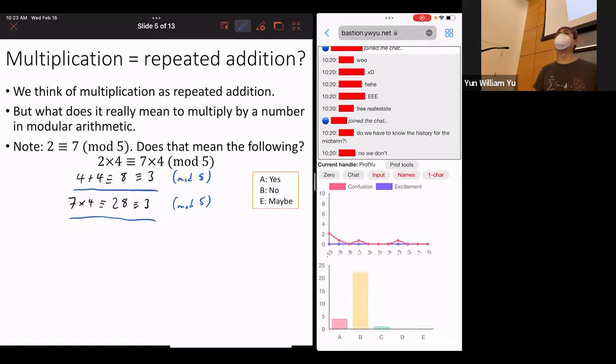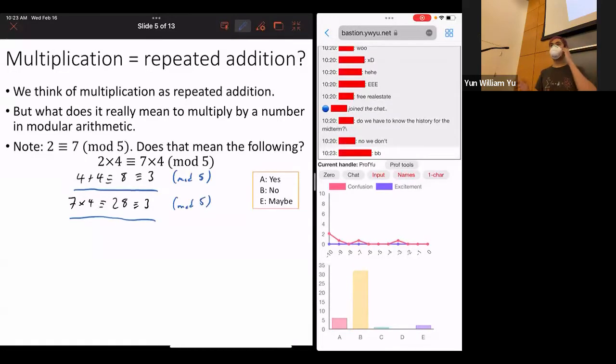A lot of people are guessing no, and this is a real question that you should be asking yourself. Somehow it makes sense that if you add numbers that are multiples of 5, those give you 0. But why would it also be true that you could multiply 2 and 7 and get the same answer? Well, you have to look a little bit more closely.